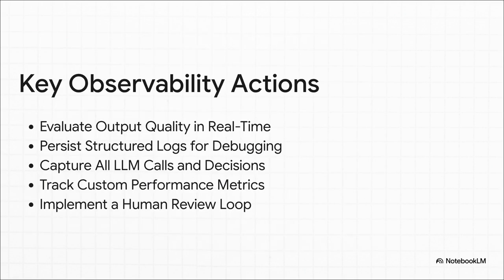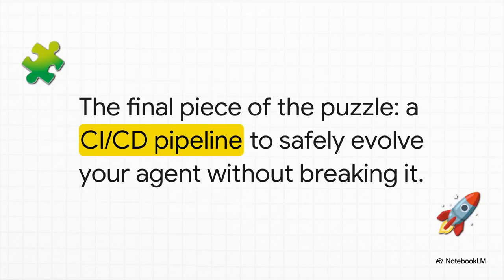So, achieving real observability means taking a few key actions. You need to be evaluating the quality of the agent's output in real time. You need to store detailed, structured logs so you can trace problems backward. You have to capture every single LLM call and decision. And critically, for your most important tasks, you absolutely need a human review loop. It is often the only way to reliably catch subtle errors and provide the feedback that helps the system get smarter. And that brings us to the final piece of the puzzle.